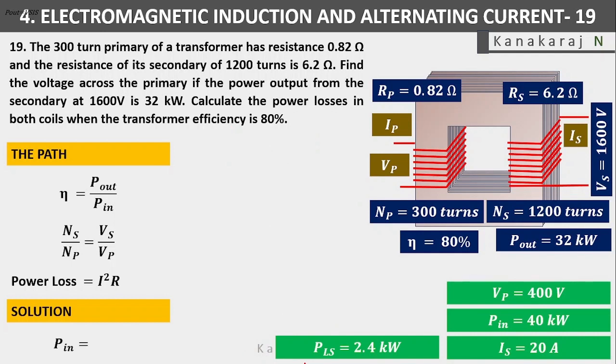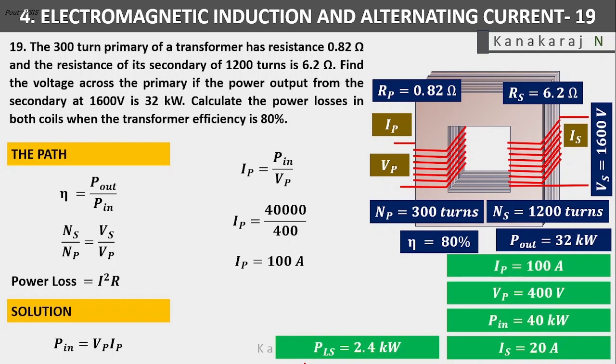So let us go for finding power input, that is equal to Vp Ip. So Ip equals power input divided by Vp. What is the power input? We already found that it is 40 kilowatt, it is 40,000 watt divided by 400. It is a simple division. So we get Ip equals 100 ampere.